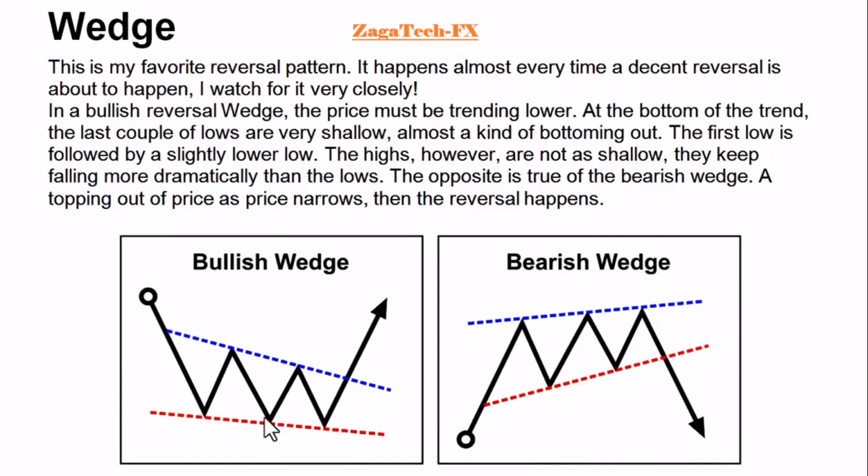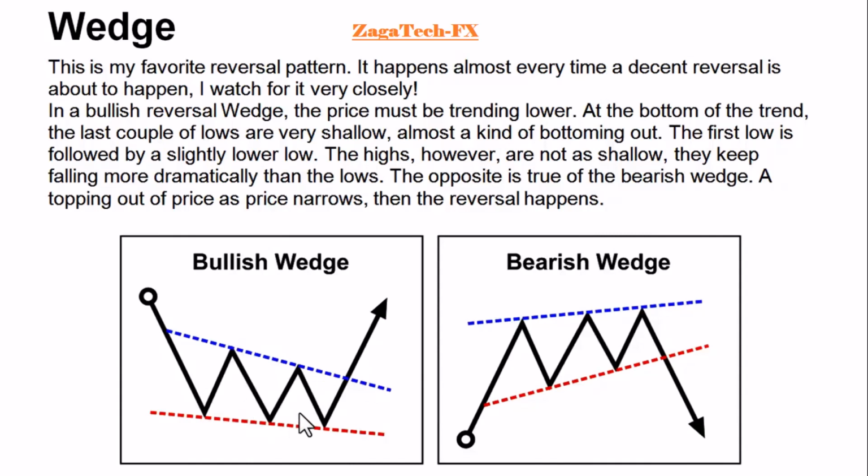So the first low is followed by a slightly lower low. This one is also followed by a slightly lower low here. The highs are not shallow. When you take a look at this high, it's not shallow at all. It maintains that high. This high is higher than this swing high, and this high is higher than this one. We may have two or three swing highs here, and these lows here are shallow, right?